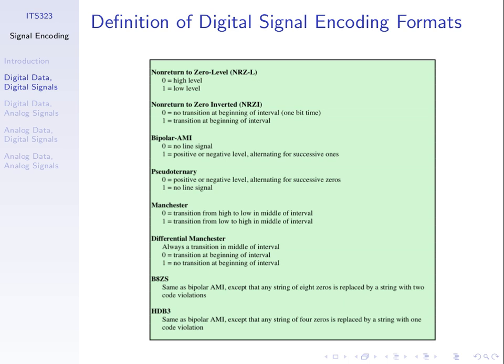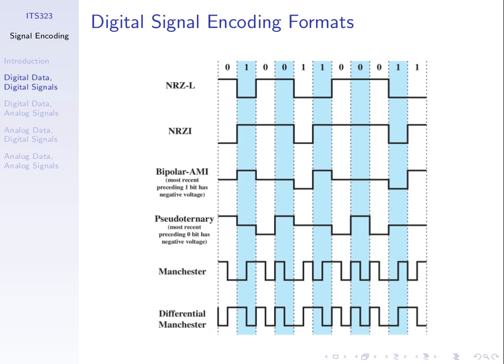This is the second one, correct? Is it the same? Yes. The first one is the very basic, where you just go high for bit zero, low for bit one. I didn't draw that. You've got it on the slides. I've just drawn the second scheme here. Non-return to zero I, meaning invert on the ones.